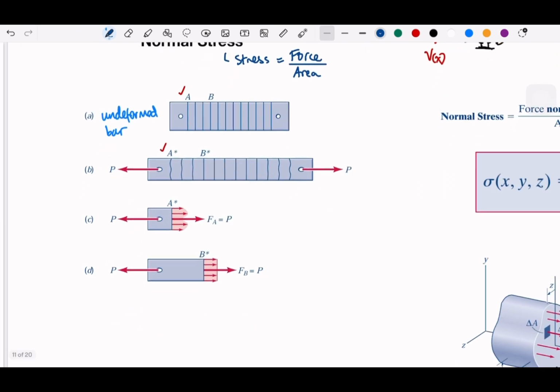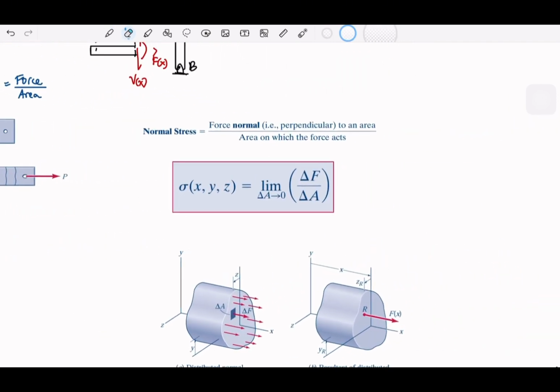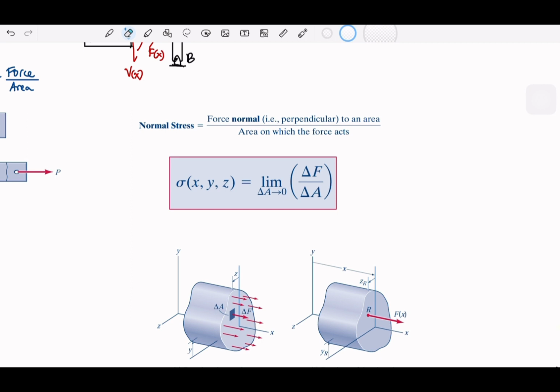So the normal stress, right here, or let me just move here. Normal stress is the force normal, which means perpendicular to the area. If you have the area here, like say this is your area, so this is normal, it's perpendicular, divided by the area on which the force acts.